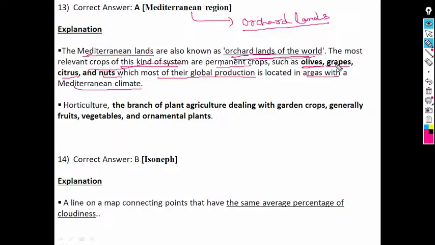Also known as orchards of the world, the most relevant crops are olives, grapes, citrus and nuts, most of whose global production is located in areas with a Mediterranean climate. Then horticulture, the branch of plant agriculture dealing with garden crops, generally fruits, vegetables and ornamental plants.